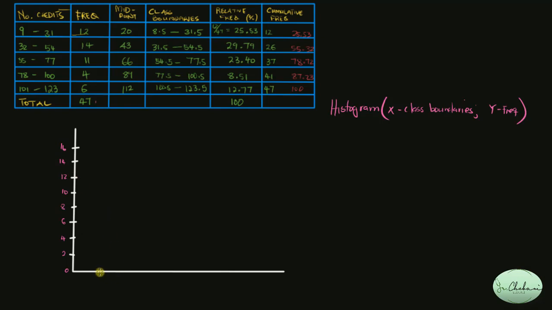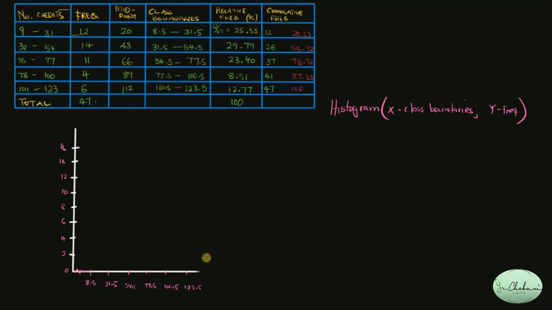And then on the x-axis, we'll use our class boundaries. So we'll have 8.5, then 31.5, the next one is 54.5, and then 77.5, and then 100.5. Lastly, 123.5.